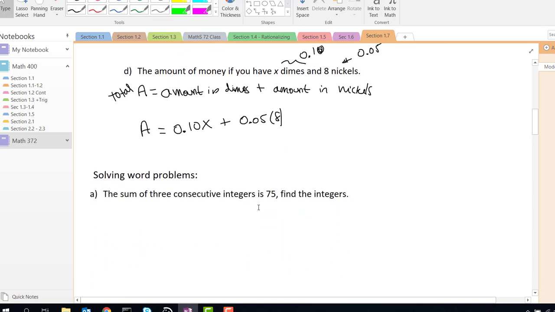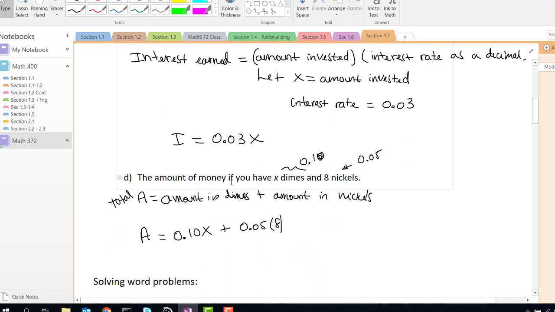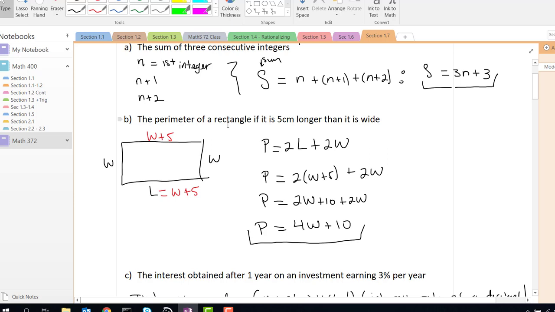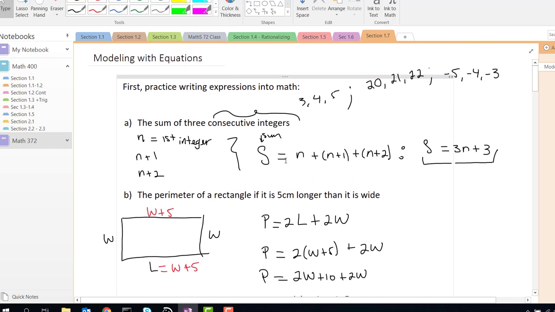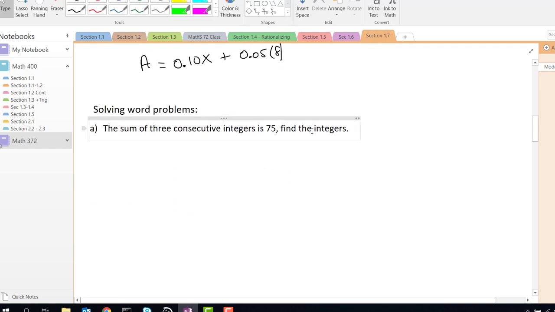So how do you put it together into a word problem? Notice that in an expression, there's nothing here that says the amount of money if you have X dimes and 8 nickels is $1.70. So you don't have that. Or here, if the perimeter of a rectangle is, I'm just going to make up a number, 52 centimeters, then what's the length and what's the width? If you're given an amount for something, like the sum of the consecutive integers is 75, you need to be given the "is", something is a particular amount, for you to create an equation. So in this particular problem, I have the sum of 3 consecutive integers is 75. Find the integers. So you have to be explicitly told to find something, and then you'll know that you have an equation, not just an expression.